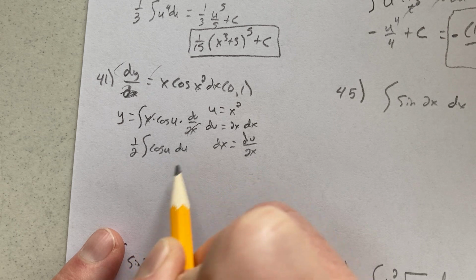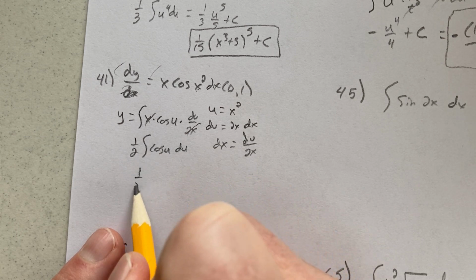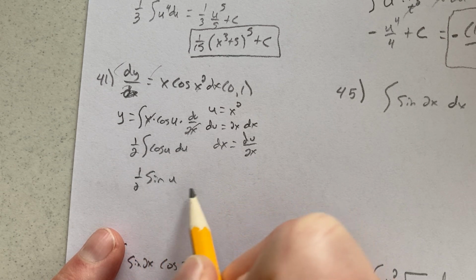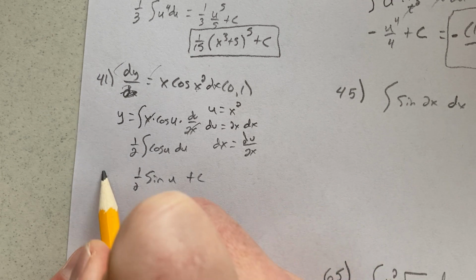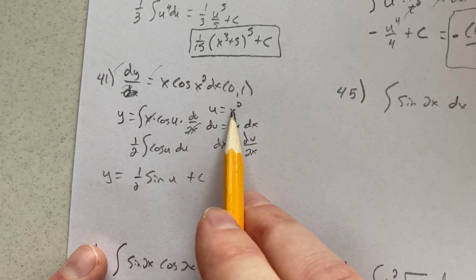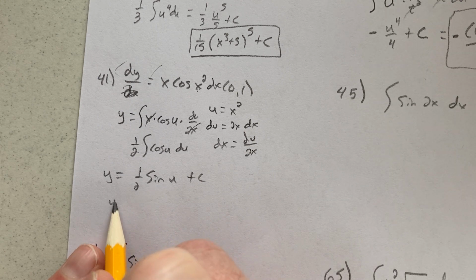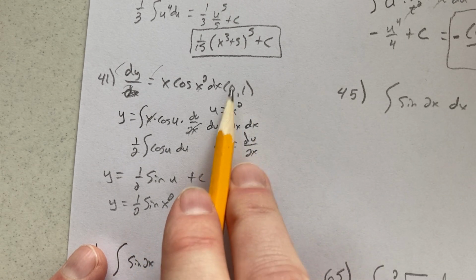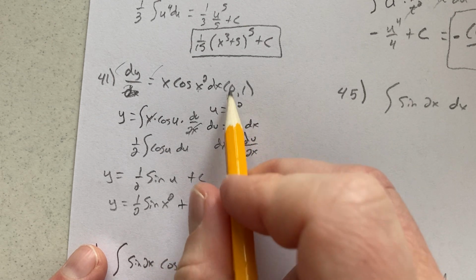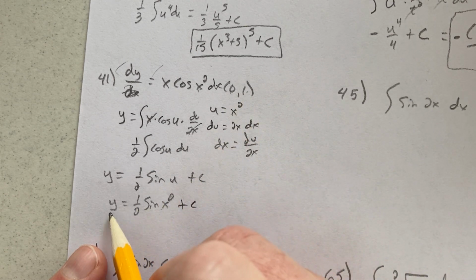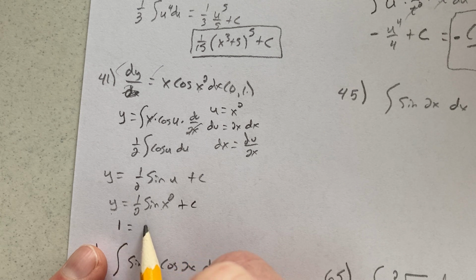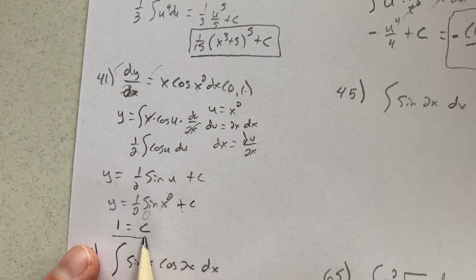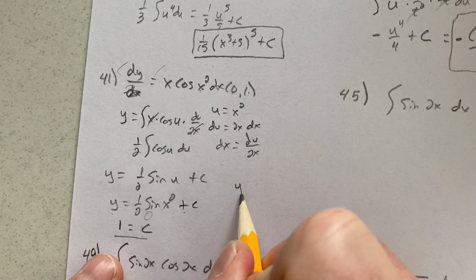cosine u du. And then if I integrate cosine, I get sine plus c. Now, here's the deal. We're going to do two things. One, we're going to bring x squared back. But we're also going to try to figure out what c equals. So when x is 0, c or y is 1. So I'm going to put 1 in here. Sine of 0 is 0. So this becomes 0 plus c. So the c value ends up being 1. Almost there. Here's our equation then.